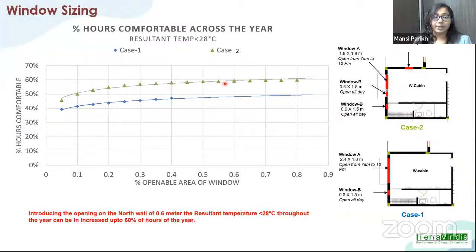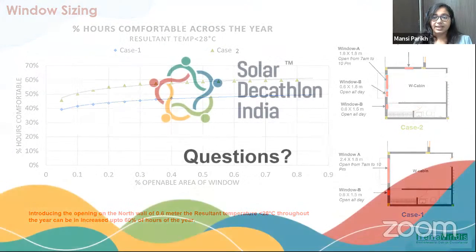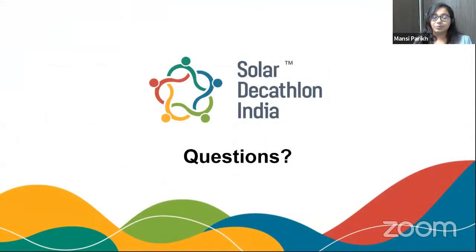However, beyond that point, it was observed that after increasing the percentage of operable area, there is a very insignificant increase in comfortable hours. Hence, we recommended case 2 with a percentage of operable area of 60%. So in this, we covered the building envelope, walls and the windows, typology. And with this, I finish my part and I'm open to questions.